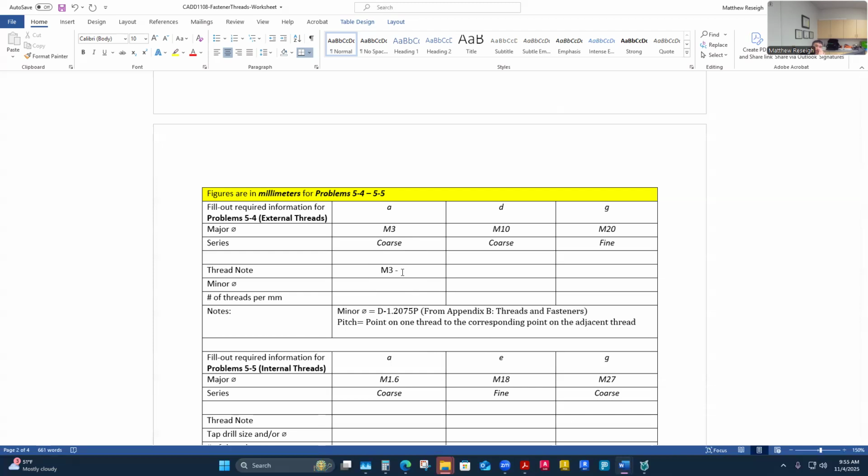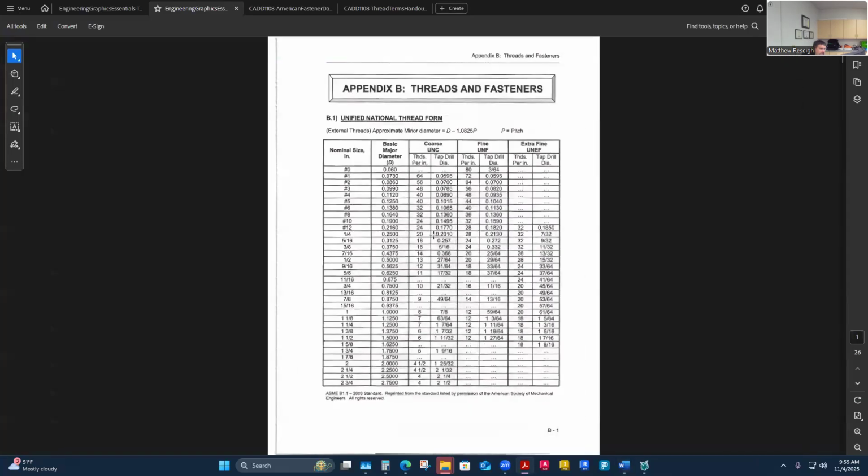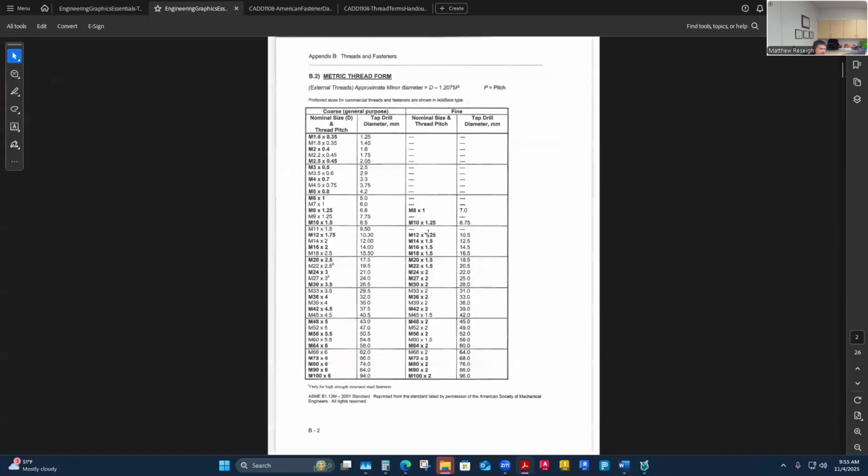It's similar, only we were looking at threads per inch in the unified national classification system. Here we're going to look at pitch, which is given explicitly, so it's actually giving us the math. It's not giving us threads per millimeter or threads per whatever. It's going to give us the pitch in a metric fastener thread note. If I go over to the same thing, this is the page we worked on. I think the next page is metric though, this one, yes.